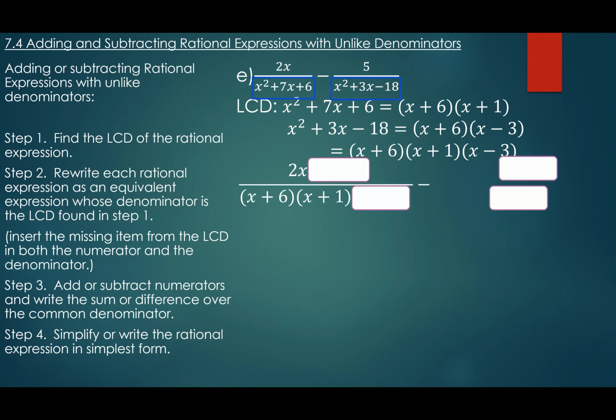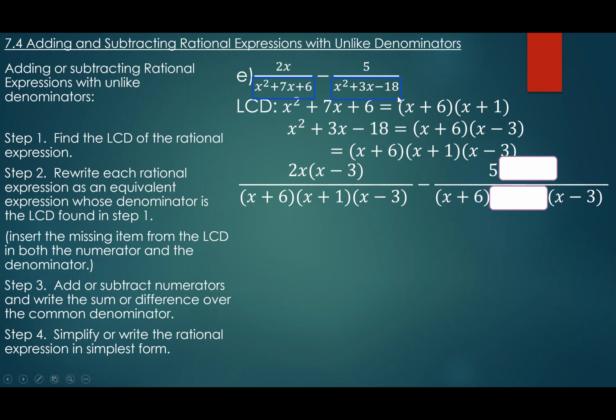And what am I missing, right? This is what we have as the numerator, x plus 7, x squared plus 7x plus 6. The factors are x plus 6, x plus 1. What am I missing from the LCD? Well, I'm missing the x minus 3. So I put the x minus 3 on top and x minus 3 on the bottom. In the second one, when I factor out, I have x plus 6, x minus 3. What am I missing? Well, I'm missing x plus 1. And again, I need to put the x plus 1 on top and x plus 1 on the bottom.